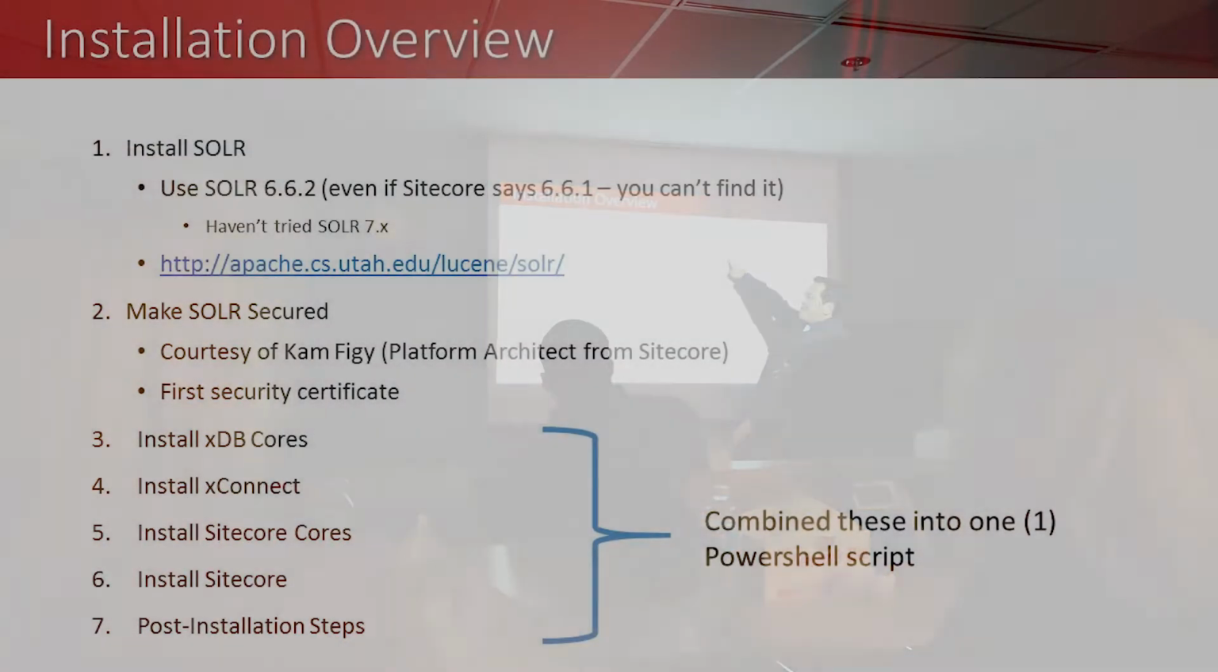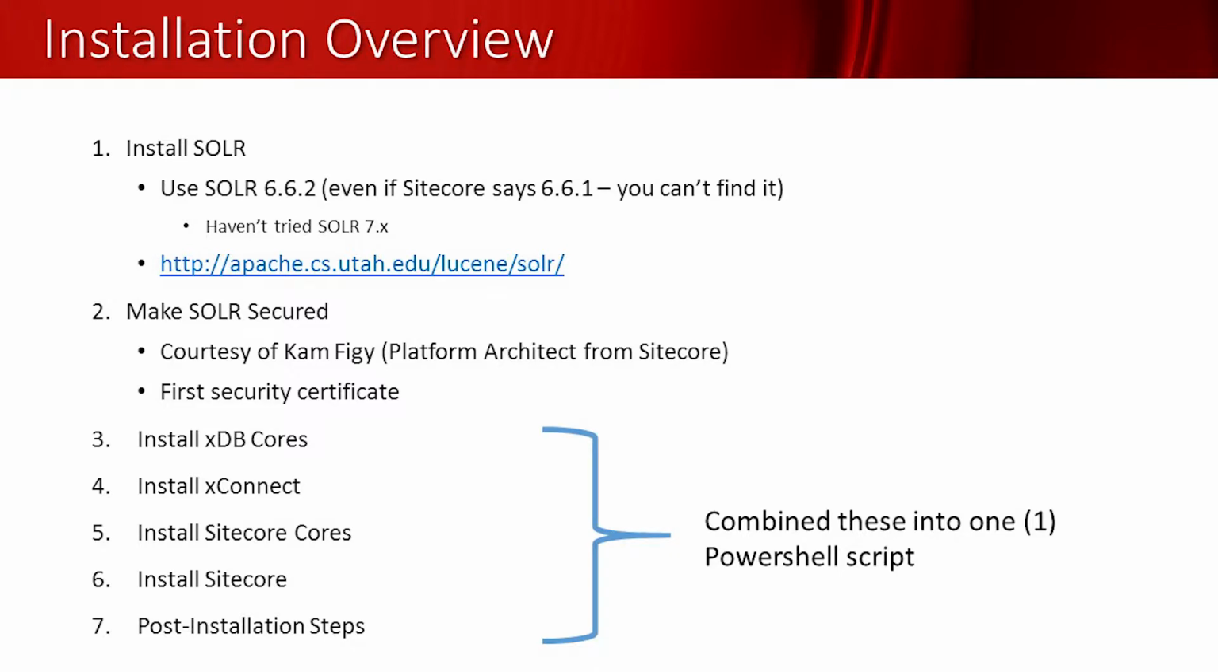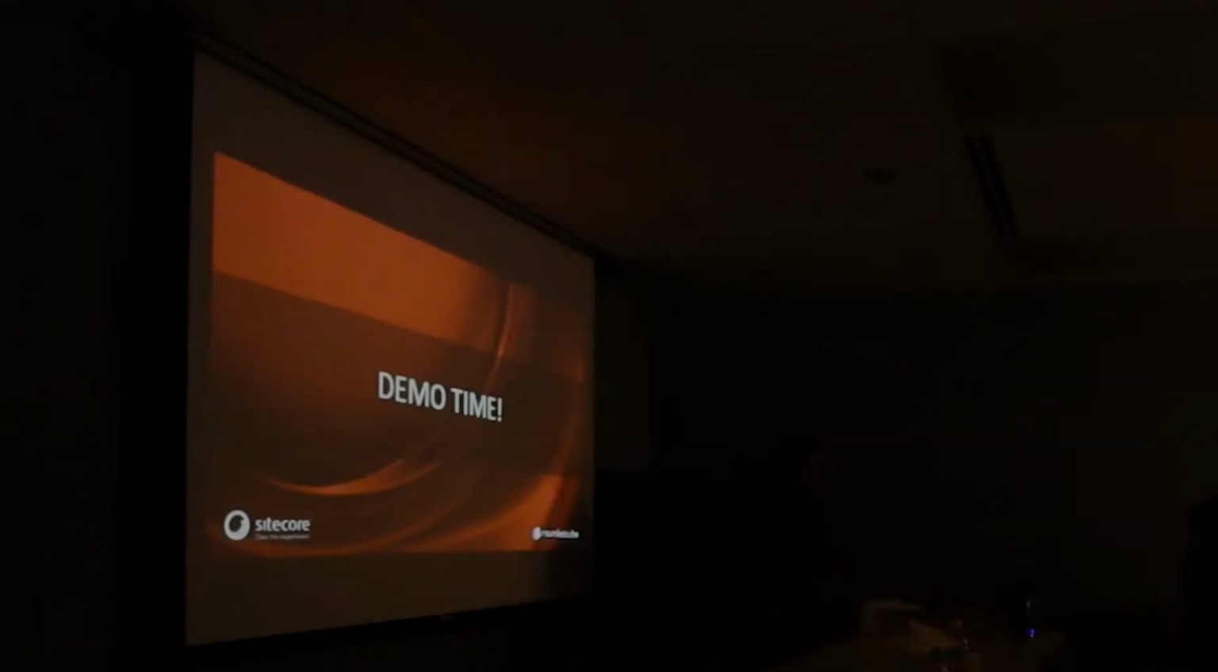So we'll do the Solr first, and then we'll make Solr secured, which is necessary. Currently, you don't have to do that on previous versions of Sitecore. And then we'll do this, 3, 4, 5, 6, 7, but we're going to do that in one PowerShell script. And while it's going through that, we'll talk about what's inside each one. Okay? Because that's really where the issues are that I've seen people encounter, is how does this all work. So, okay, I think after that is the actual demo.